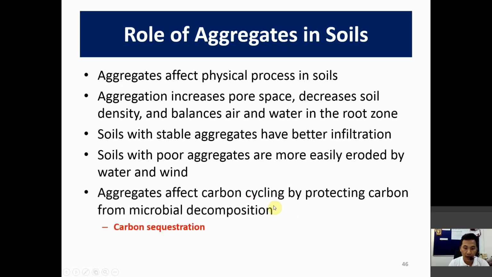Aggregates affect carbon cycling as well by protecting carbon from microbial decomposition. This happens when the soil has an aggregate size that is really small and has small pores that are even smaller than the size of the microorganism itself. That way the microorganism cannot take advantage of that carbon substance, so it is left in there, and the soil itself can keep that carbon for a long time. We call this carbon sequestration.